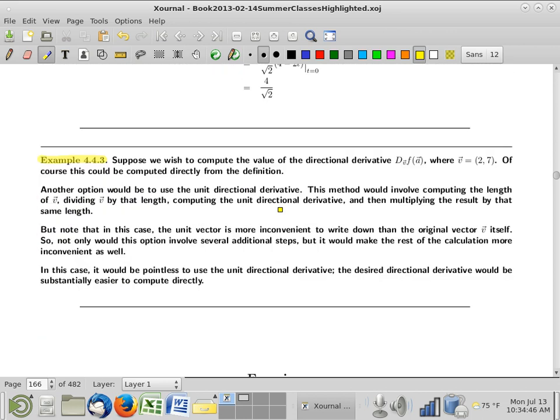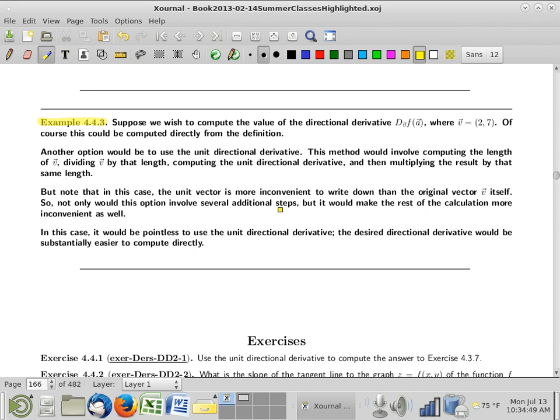Okay, one last example. So suppose I've got some function and I want to compute the directional derivative. So I want to know how fast this function f is changing with respect to time. Again, keep in mind that's what the directional derivative computes, df/dt, right? And suppose my input velocity is the vector 2, 7, and what do we do? How can we compute this? I would like to point out that this is a situation where the unit directional derivative offers basically nothing. Right? So why would I not just compute this directly?